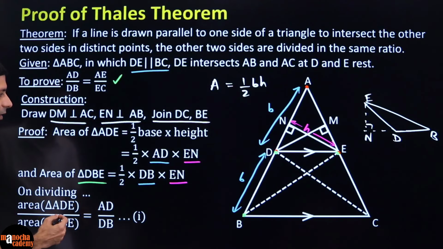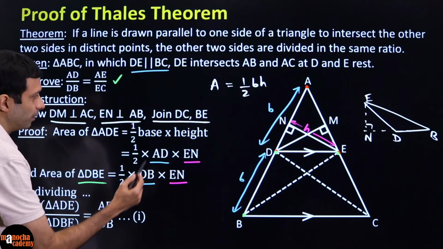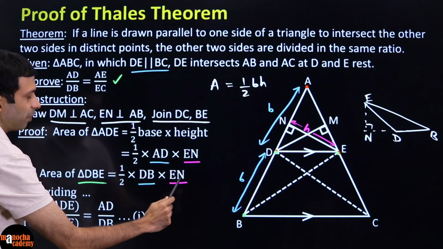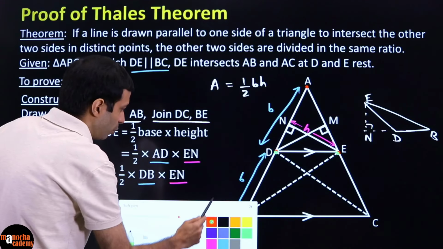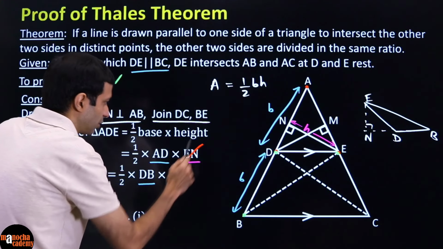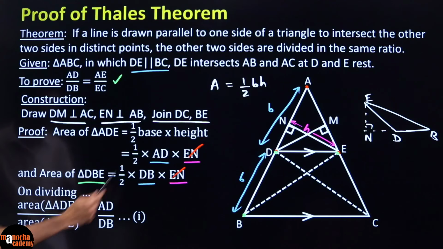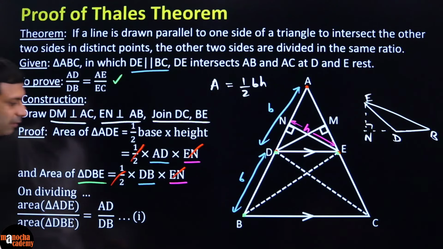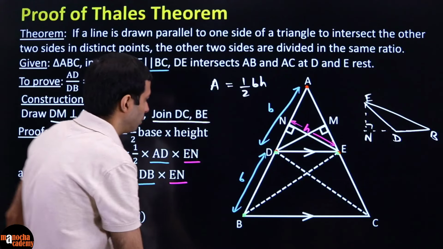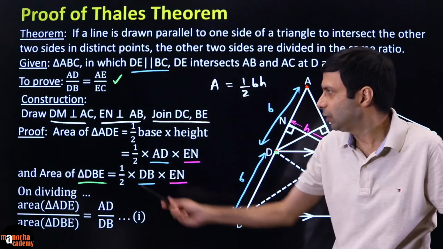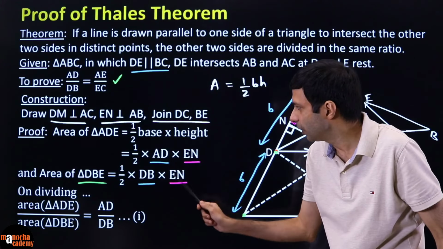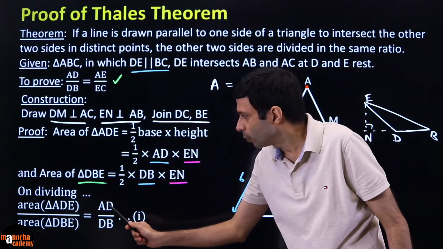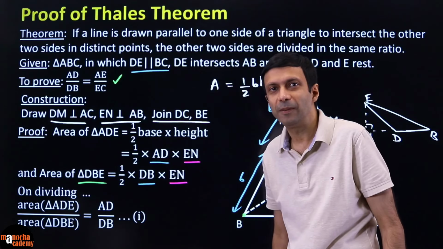I basically need to divide these two, this divided by this. So what's going to happen? The common base will get cancelled. If I do a division, this is going to get cancelled. So what will I get? AD by DB, and half will of course get cancelled. Clear? If you are finding a ratio of the area of these two triangles, ADE and DBE, you can see half will get cancelled, the base will get cancelled. So I am going to be left with AD divided by DB.